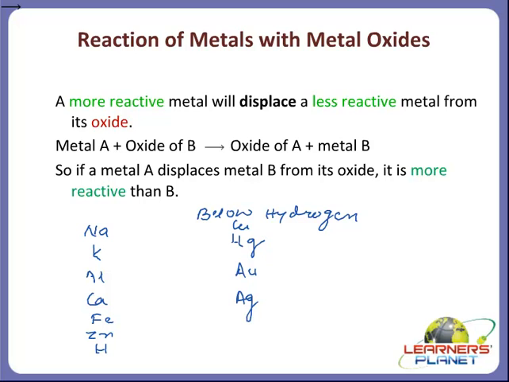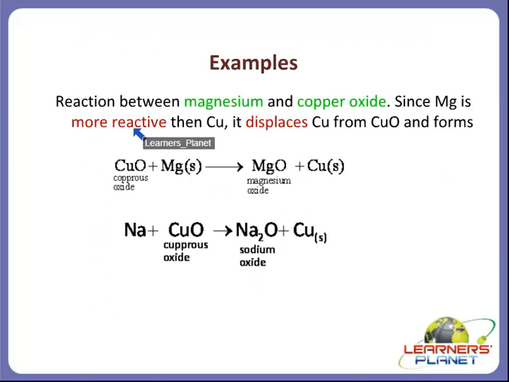Now my point is, children, that a more reactive metal will displace a less reactive metal from its oxide. That is, metal A plus oxide of B. What will be the product? Oxide of A plus metal B. So which is more reactive, children? A is more reactive.